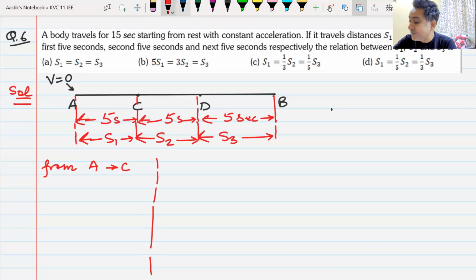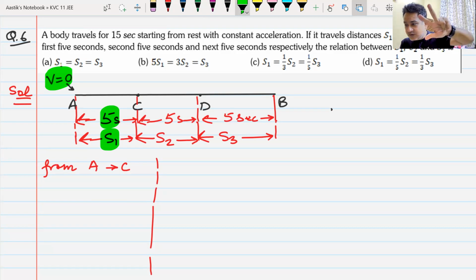Now see, I am going to solve it. The first equation is made from A to C. Which equation should I use? That is the first question. Let us see what we have. We have the displacement, the time, and the initial velocity. Which equation should I use? First, second, or third? Fourth.